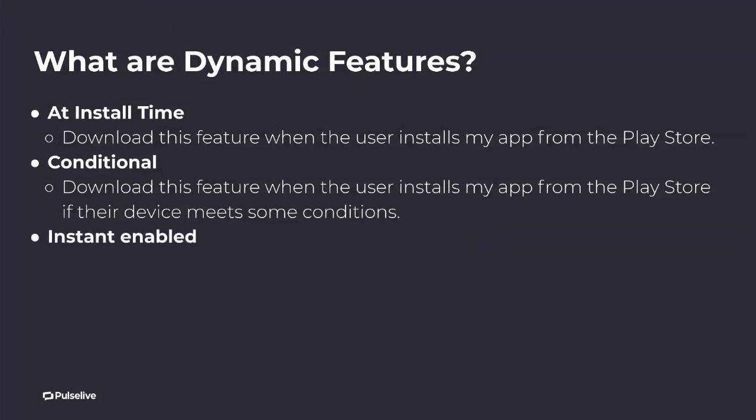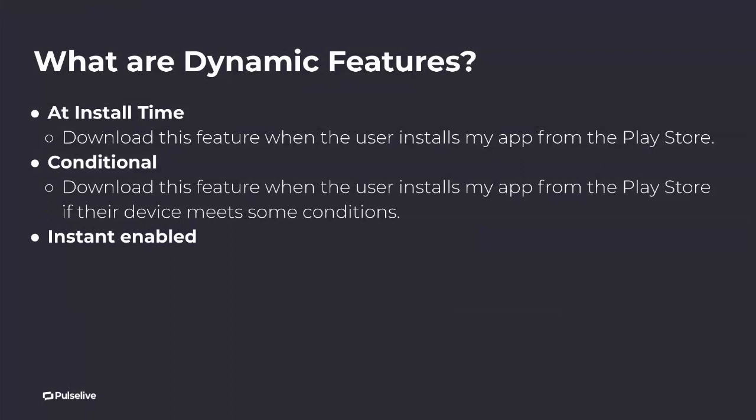You also have instant enabled features. These are the new instant apps. So this is download this feature and just this feature when a user clicks on a web link. And you also have on-demand features. So I don't want to install this feature now when the user is installing from the Play Store, but I'm going to install it later when they navigate to that feature, for example.